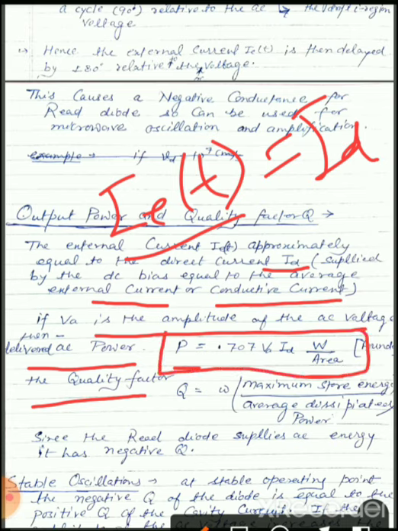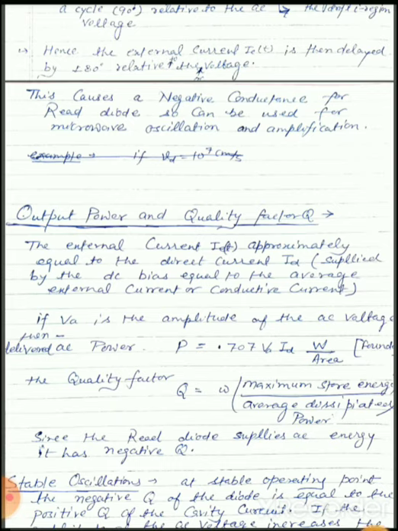And the quality factor Q. Quality factor Q is defined as Q = omega times the ratio of maximum stored energy to the average dissipated power. Since the Read diode supplies AC energy, it has a negative quality factor Q.